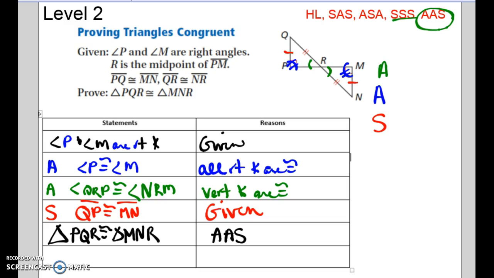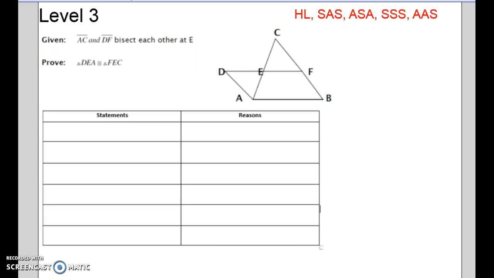All right, last but not least, let's go to our level 3 proof. This one's a little bit more difficult. Okay, I'm going to highlight the triangles that it wants me to prove. I have to prove this DEA, and I need to prove it's congruent to FEC.